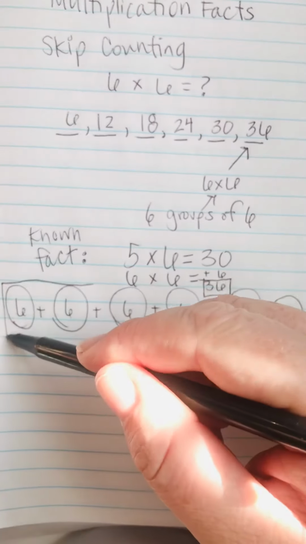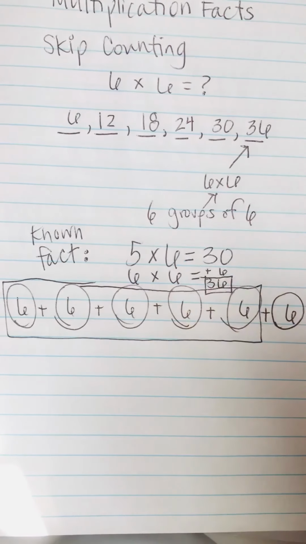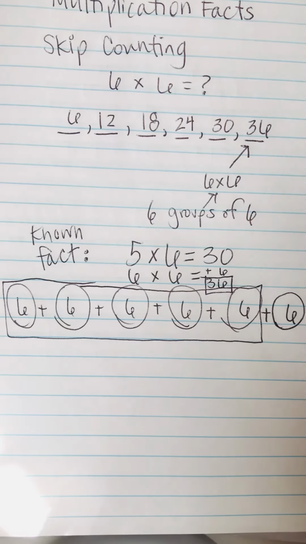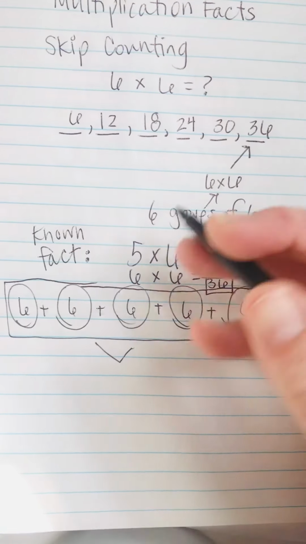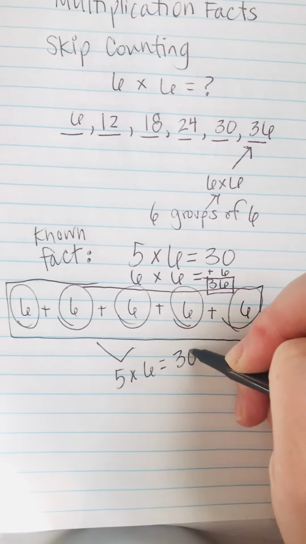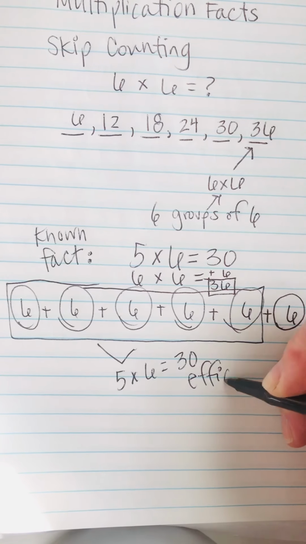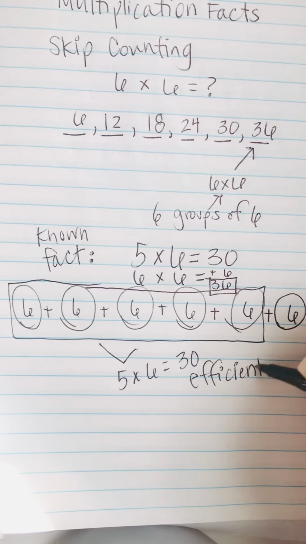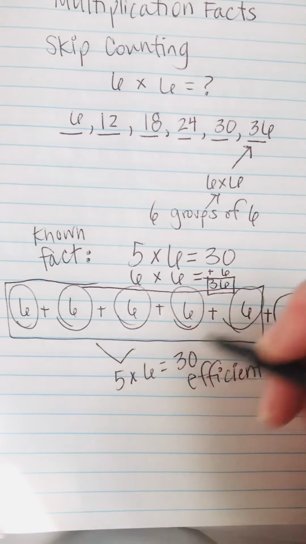So instead of having to count 6, 12, 18, 24, 30, I can just start with a known fact. Well, I know that 5 times 6 is 30, and then I'm being more efficient. We call this being efficient in math, which is doing something that is quick and easy and takes less time. So I can just add one more.